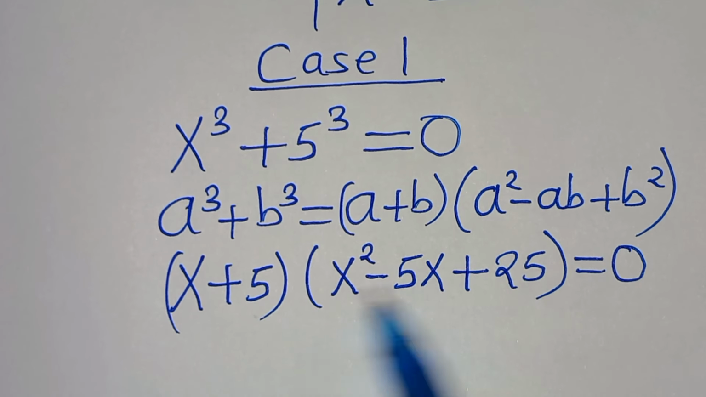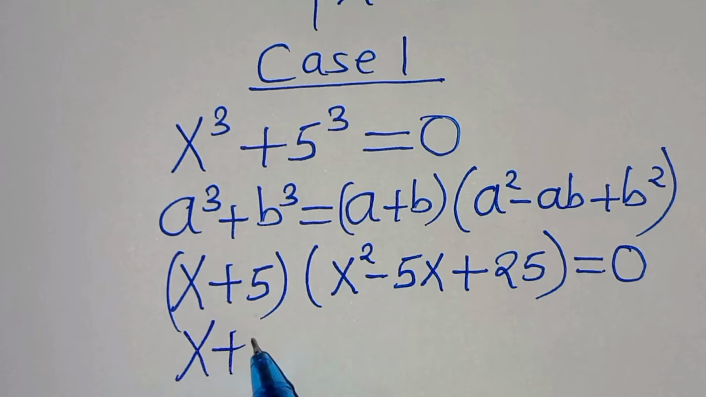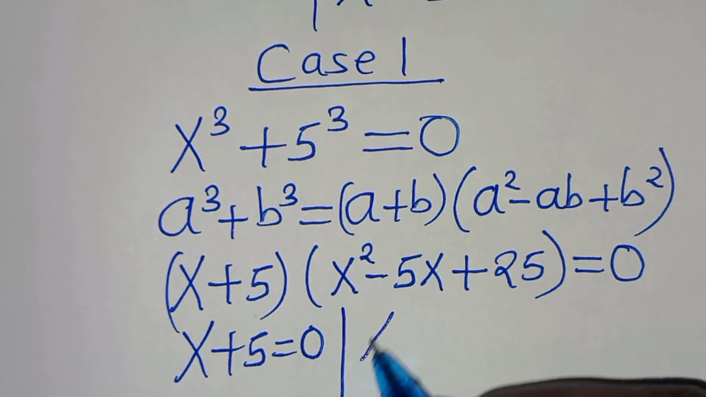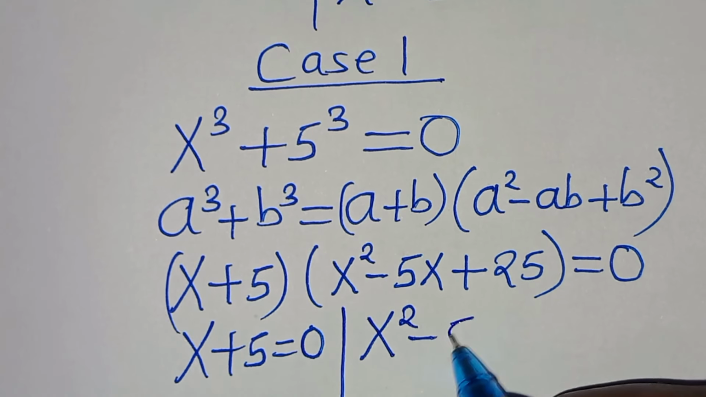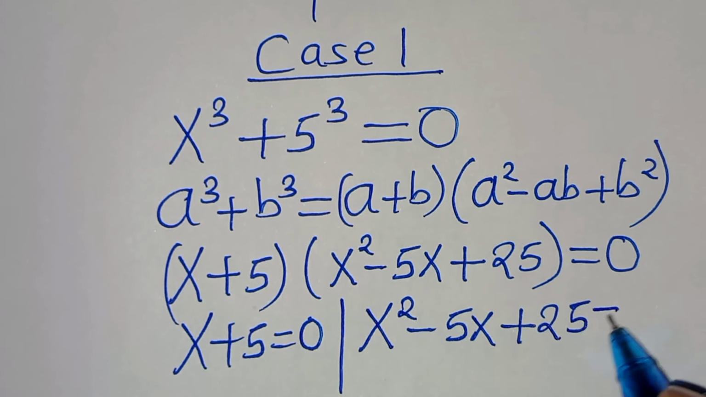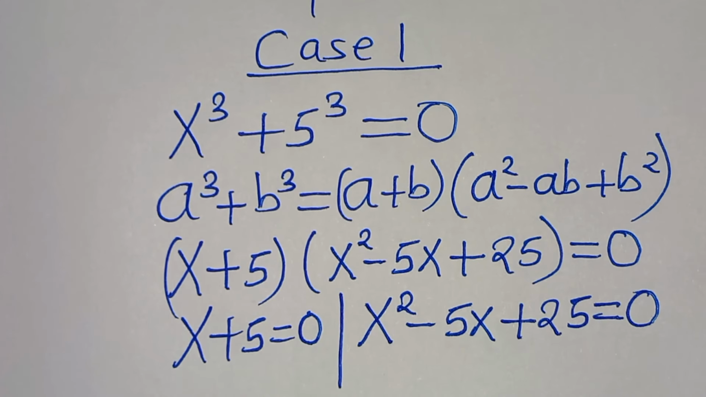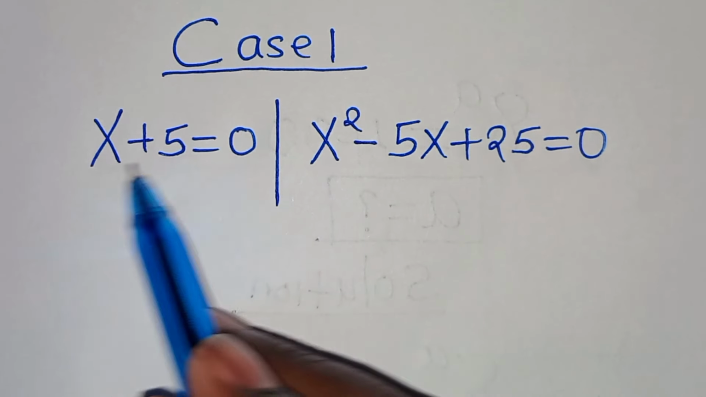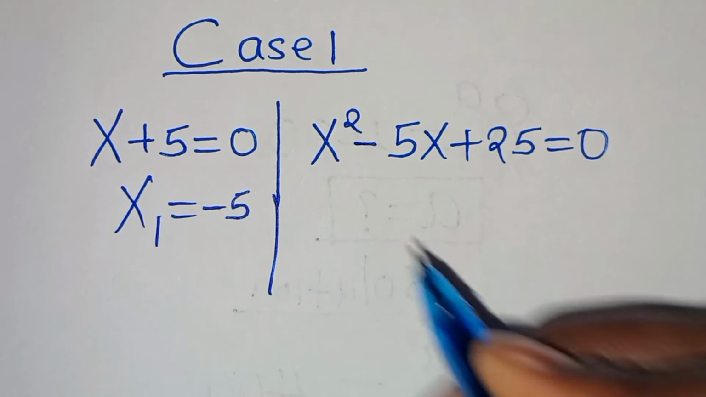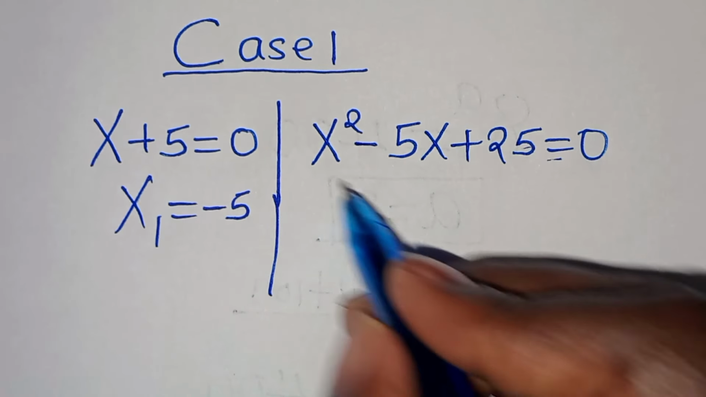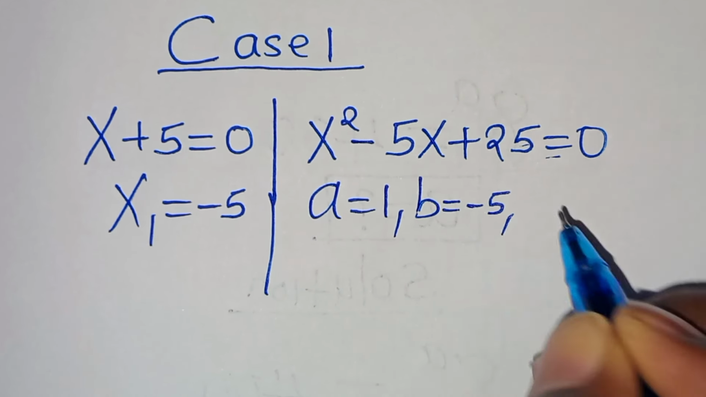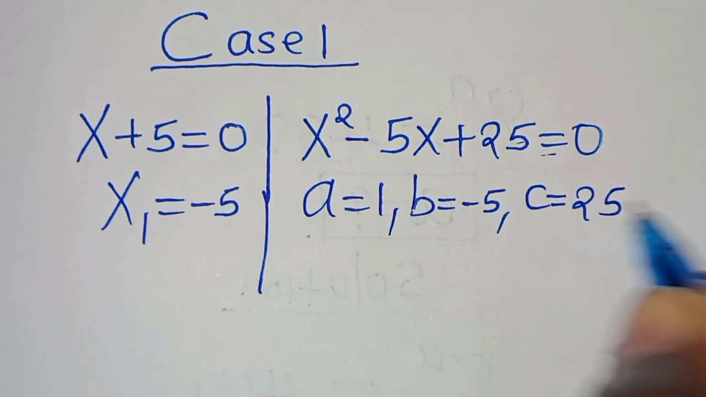So we have got two parts here. The first is x plus 5 equal to 0. And the second part is a quadratic equation, which is x squared minus 5x plus 25 equal to 0. Now from the first part, we have that x1 is equal to minus 5. And from the quadratic equation, we have that a is equal to 1, b is equal to minus 5, and c is equal to 25.